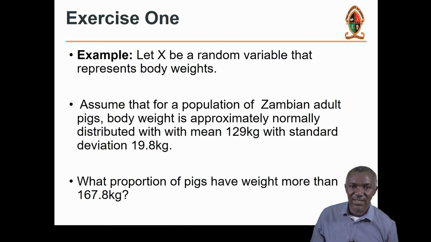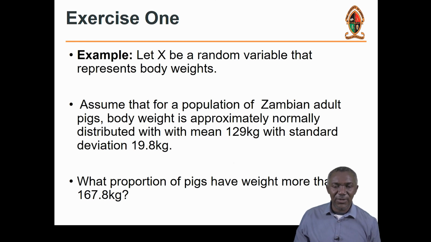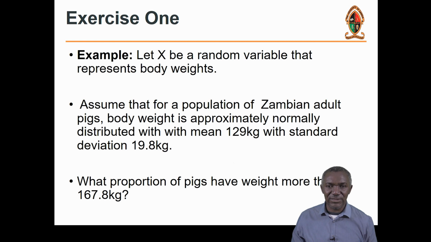I want to give you this exercise, and you work on it in your own time. Assume that for a population of Zambian adult pigs, the body weight is approximately normally distributed, with a mean of 129 and a standard deviation of 19.5. So this is the Zambian population. We are assuming that the mean is 127 and the standard deviation is 19.8.